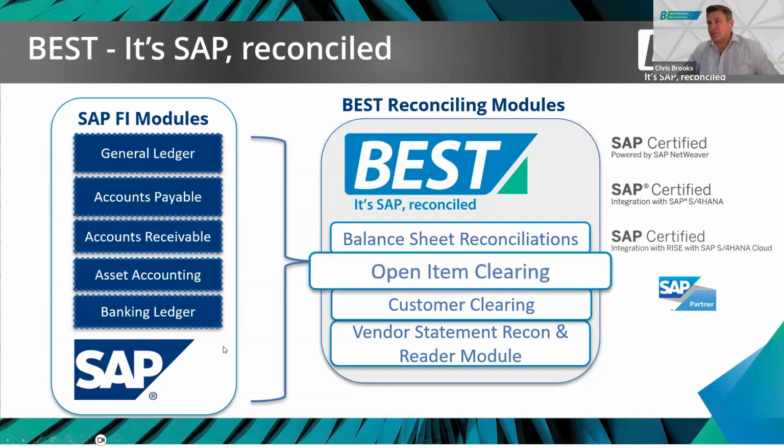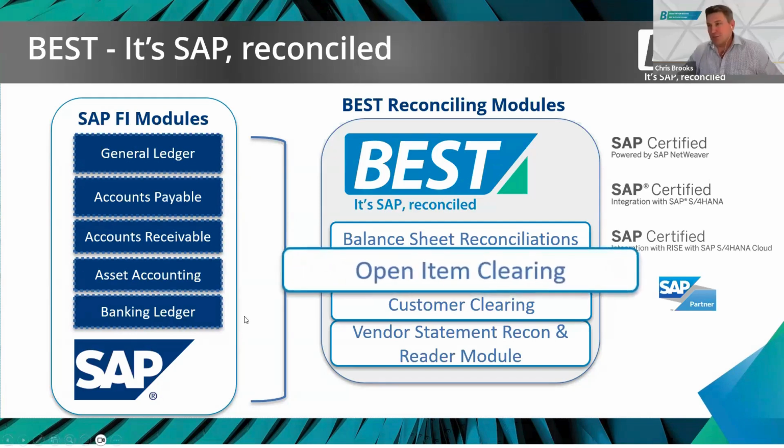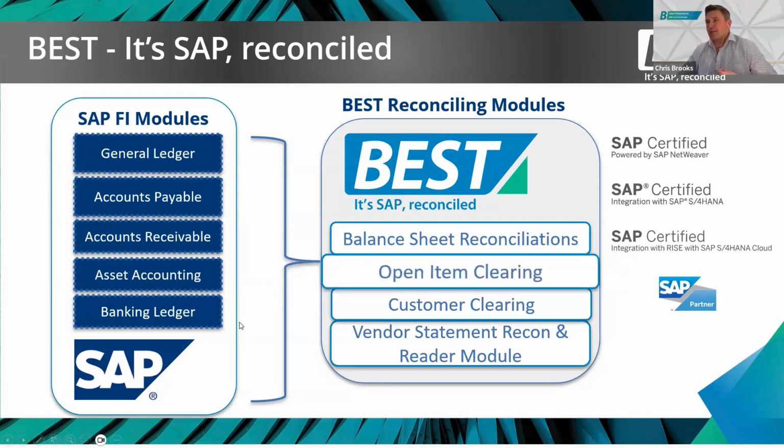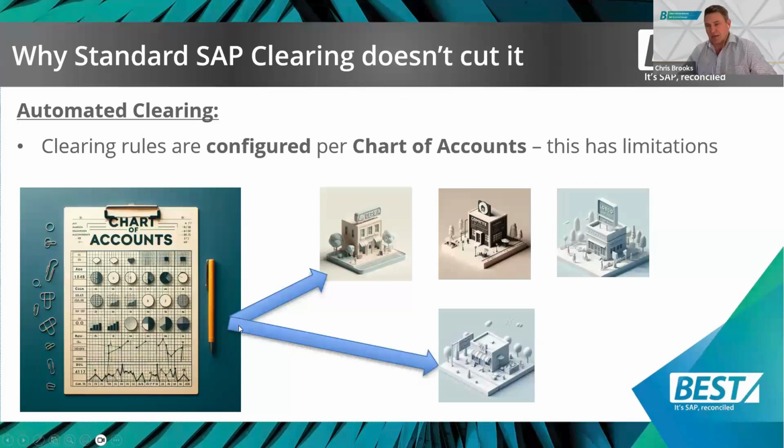But like I said, we're going to be focusing on the open item clearing module. I'm going to start by explaining why we actually created an open item clearing module. Because everyone thinks, well, I can clear open items in SAP. I have automated clearing, I have manual clearing. So why the need for a Best module? This is really born out of, like I said, my frustrations.